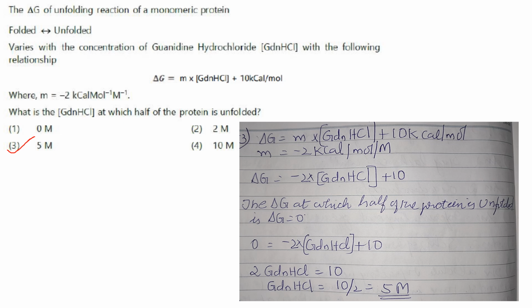So they have given the equation here, delta G is equal to M into guanidine hydrochloride plus 10 kilocalories per mole. Now substitute the value of M there. So it will be minus 2 into concentration of guanidine hydrochloride plus 10. The delta G at which half of the reaction is unfolded is 0. Substitute the value of delta G, then calculate concentration of guanidine hydrochloride. So 10 by 2 it is 5 molar. So the answer here is option 3, that is 5 molar.